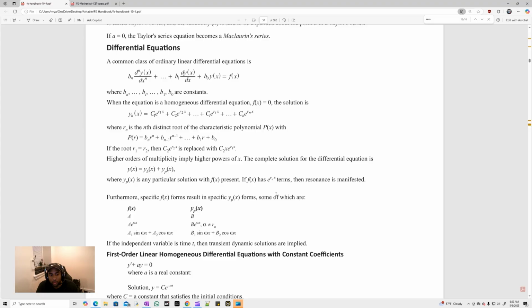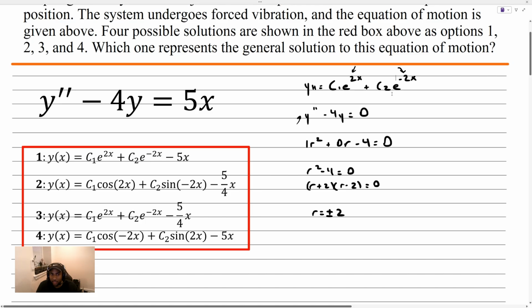We guess a solution which is kind of the form of that right-hand side forcing function. Now, you can see that given a specific forcing function like a constant forcing function, you'd want a particular solution of a constant. If you have an exponential forcing function, you'd want an exponential particular solution. In our case, we have a linear forcing function, a 5x.